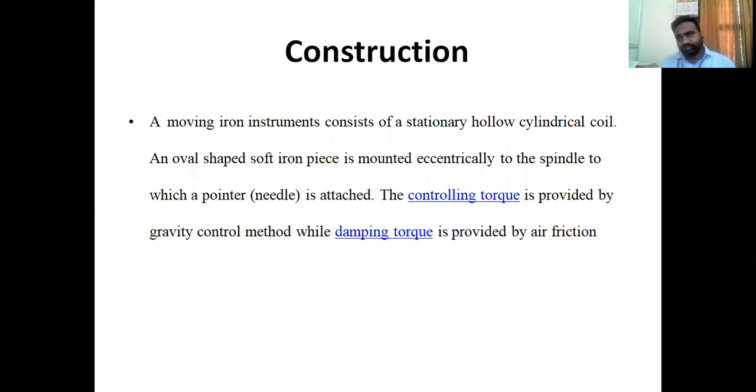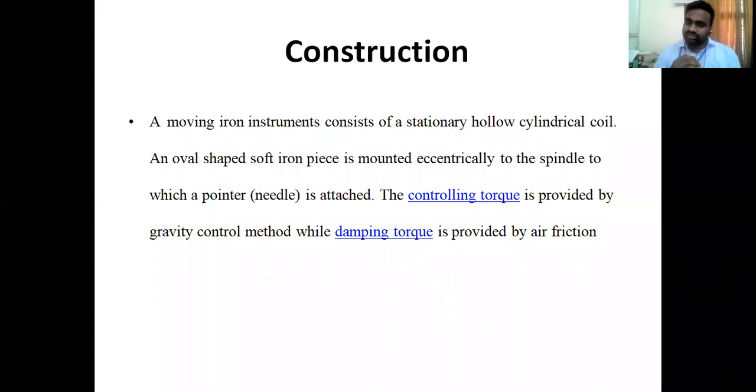Now, the construction of the MI instrument is completely different from the permanent magnet moving coil instrument. It consists of a hollow cylindrical coil, and the coil is framed in the form of a hollow cylinder. There is a moving iron piece, which we discussed in the previous class along with a working animation video. The moving element in this instrument looks like a soft iron piece, soft iron or moving iron.